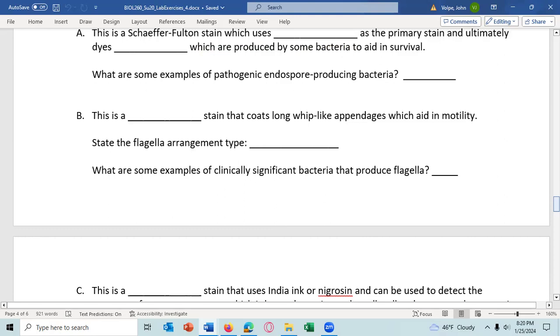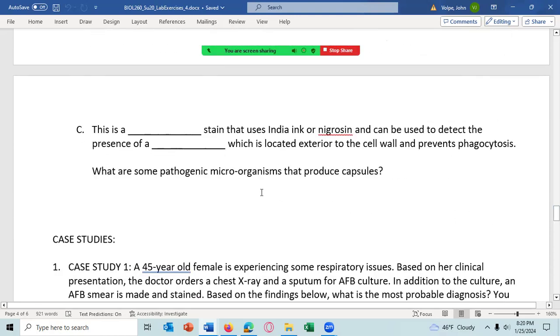For question C, answer what stain this is. This is a stain that uses India ink or nigrosin and can be used to detect the presence of cell structure, which is located exterior to the cell wall. And this cell structure prevents phagocytosis. For C2 or C3, depending on how you number this, answer what are some pathogenic microorganisms that produce capsules? Once again, you can find that answer in this lab module.